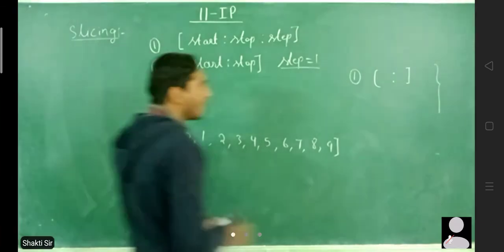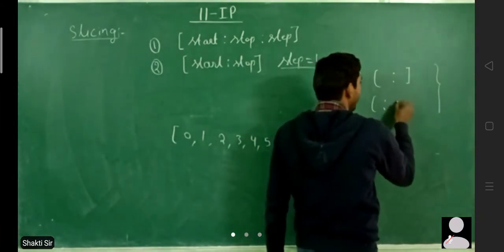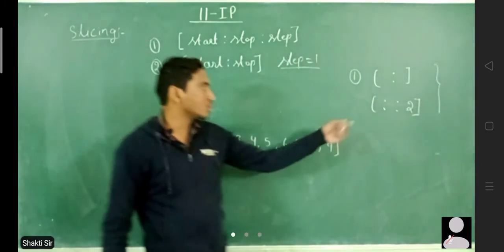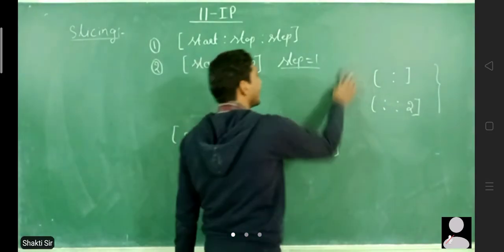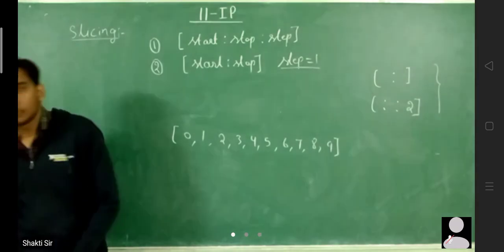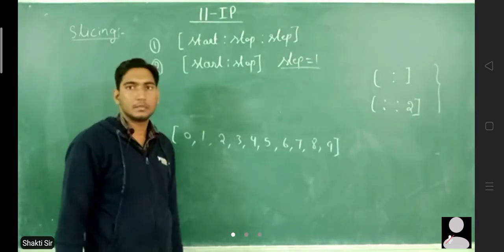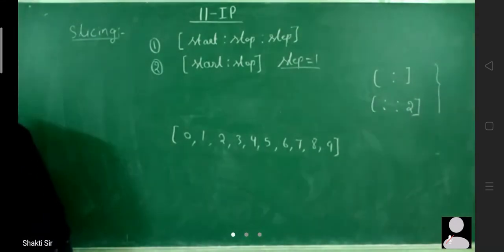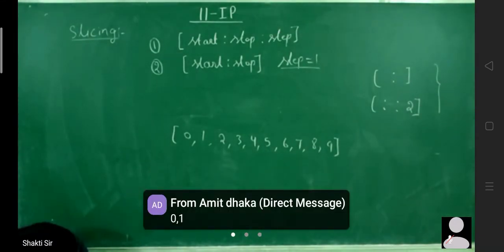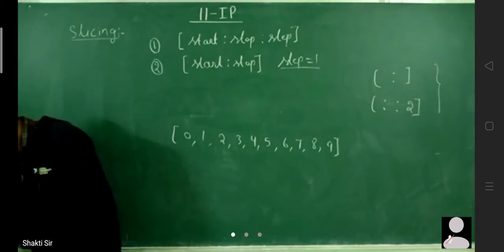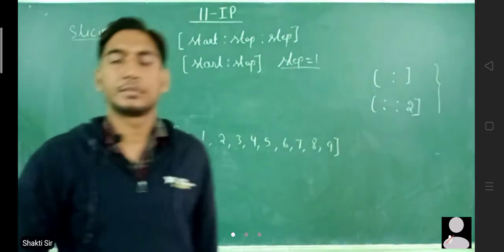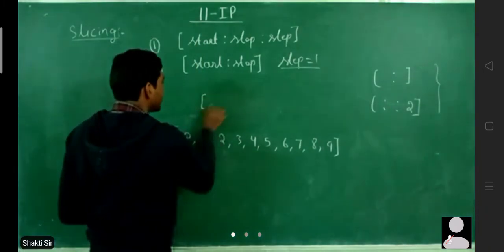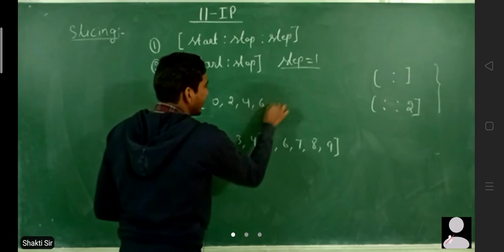But suppose I use colon, double colon and here I use 2, the value of step is 2, then what will be the answer? 0 2 4 6 8, an answer came to me. Let us see if this is the correct answer.